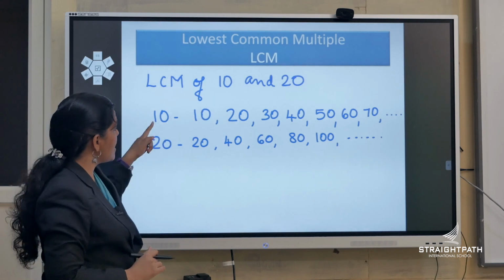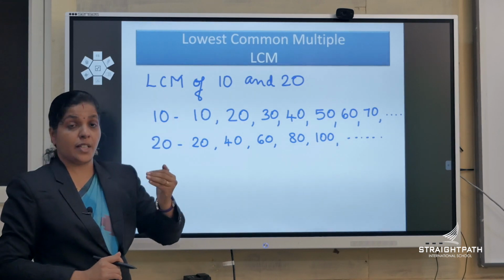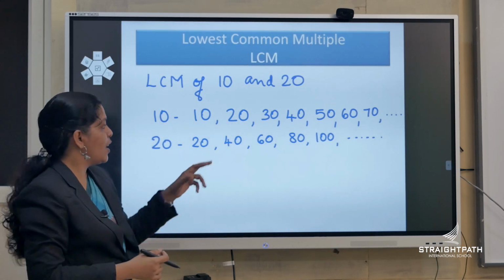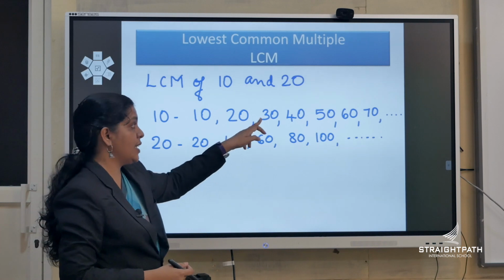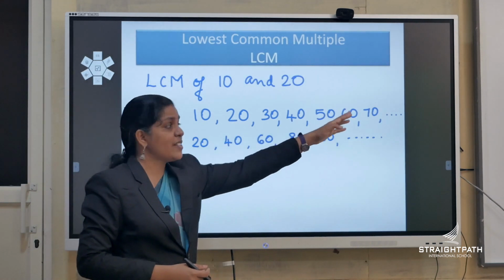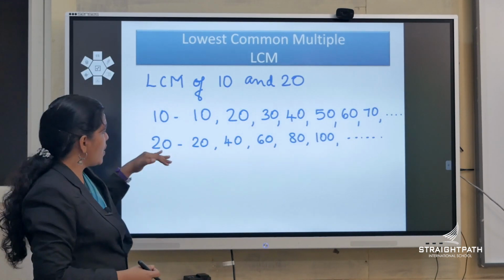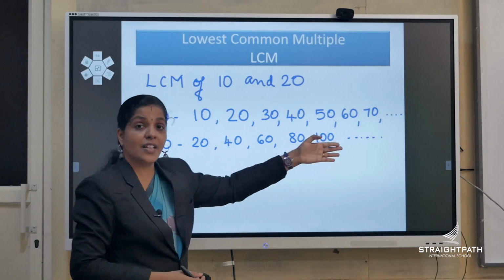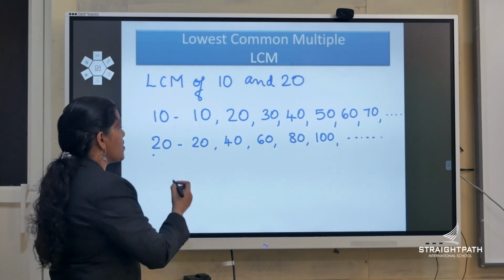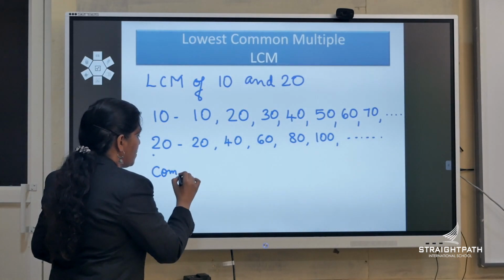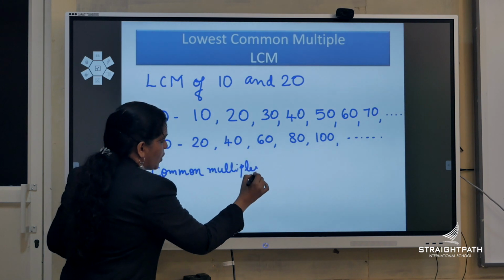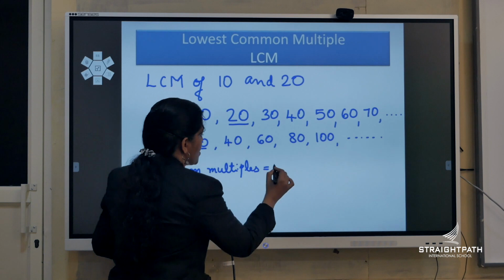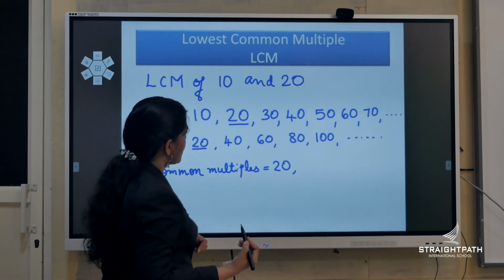So, 10 and 20. See, which are the multiples of 10? I have told you multiples means you have to just multiply it with 1, 2, 3, etc. So, 10 into 1, 10, 20, 30, 40, 50, 60, 70, and it goes on. Same way you have to write the multiples of 20 also, 20, 40, 60, 80, 100, etc. Now, tell me which are the common ones, common multiples. So, 20 is a common multiple, right?